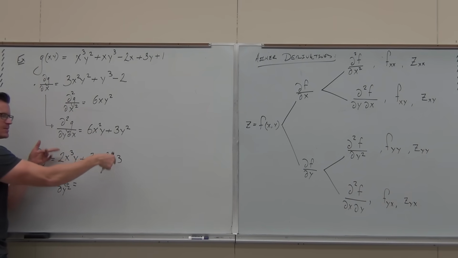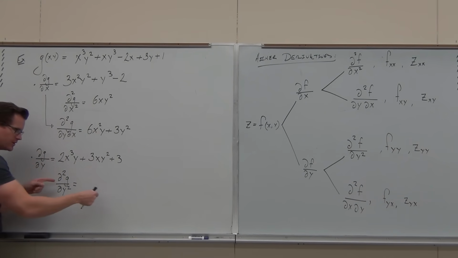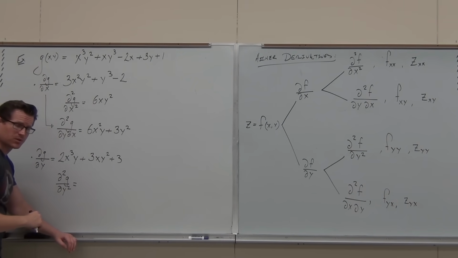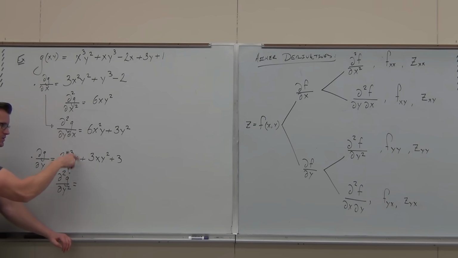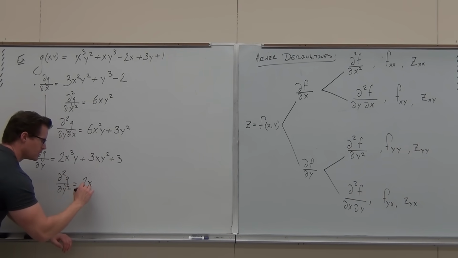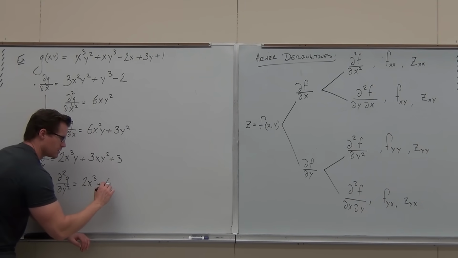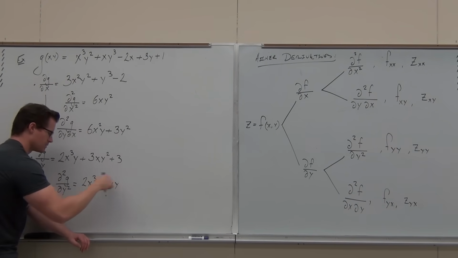So you keep on the same vein. So this derivative of this now, second derivative, but with respect to y. Come on, right-siders. I want more than just two people over there giving me answers. What's the derivative of this with respect to y, please? 2x cubed. And the derivative of this is? 6xy. And this? 0. Beautiful.